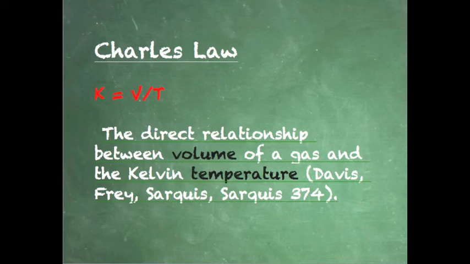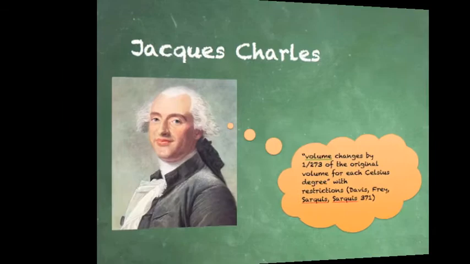Alright, so before we get started, let's take a look at what Charles' Law is. As you can see, the equation for Charles' Law is K equals V over T, where V is equal to the volume and T is equal to the temperature. So Charles' Law is the direct relationship between the volume of a gas and the Kelvin temperature.